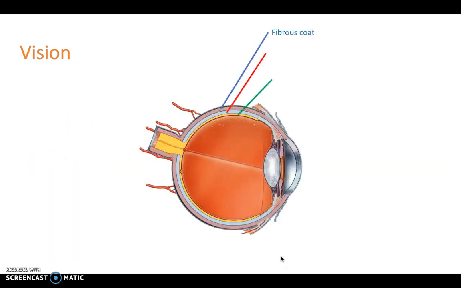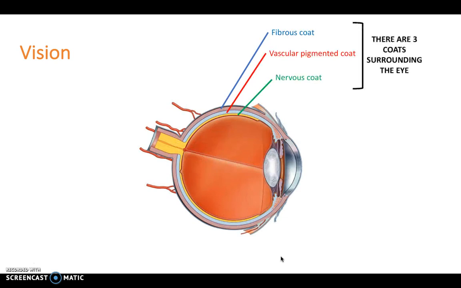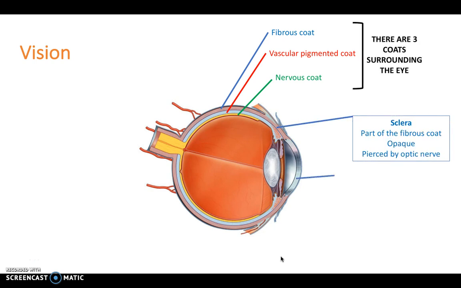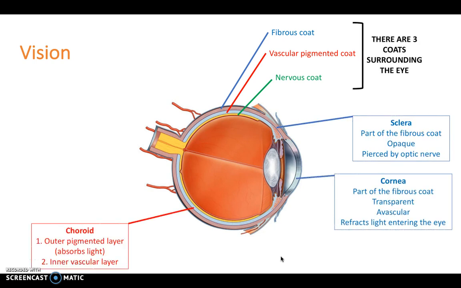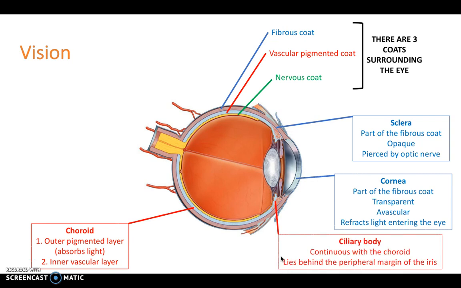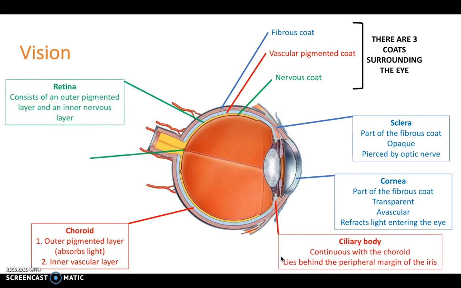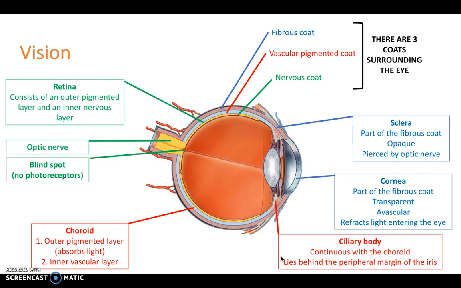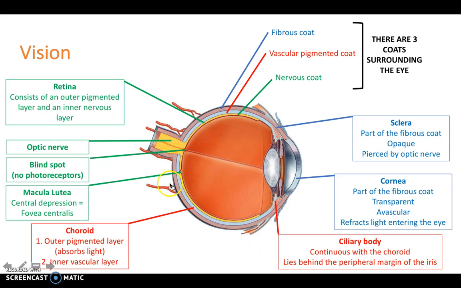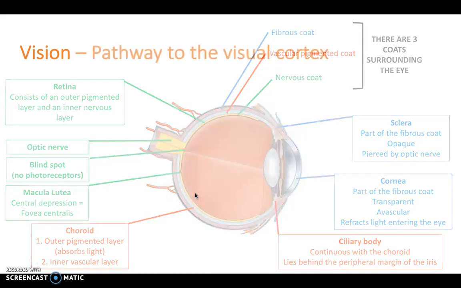Labelling the eye, it's 3 layers: fibrous coat, vascular pigmented coat, and a nervous coat. And these overall are the 3 coats surrounding the eye. So the fibrous coat is made up of the sclera and the cornea. The vascular pigmented coat is made up of the choroid, plexus, and the ciliary body. And the nervous coat is made up of the retina and the blind spot and the optic nerve as well. There's also this macula lutea here, which has a little central depression called the fovea centralis.